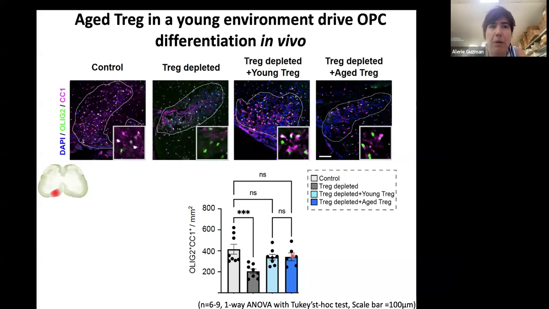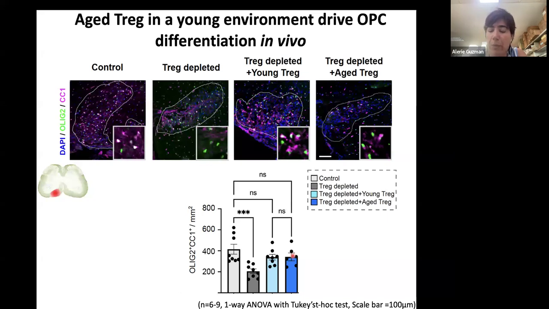So then we were like, this is good news in the sense that, okay, with aging, Tregs lose their capacity to enhance CNS myelin repair, but this is reversible. However, as you can imagine, this is very difficult to carry out in patients. Transferring cells from young and aged patients is not that easy. So we needed to find something more specific that allows us to either rejuvenate Tregs or to mimic the function of young Tregs in the CNS.